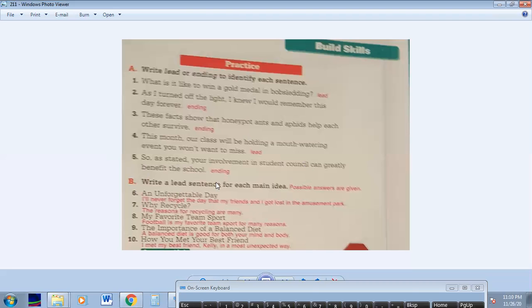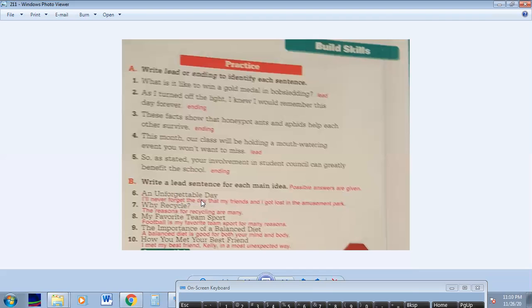Now here it says, write a lead sentence for each main idea. So this is our topic that we're writing about, and these are possible sentences that we could start our paragraphs with. The first one is an unforgettable day. It says, I'll never forget the day that my friends and I got lost in the amusement park. So this is a day that they went to the amusement park, and it was a day they won't forget.